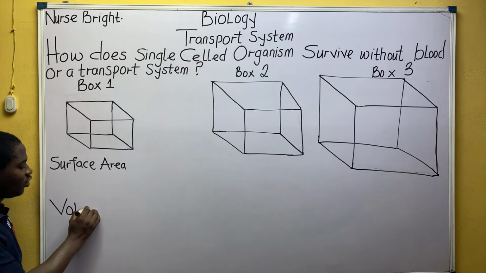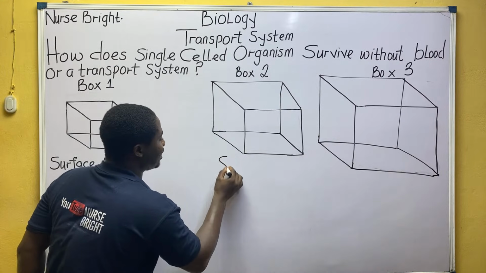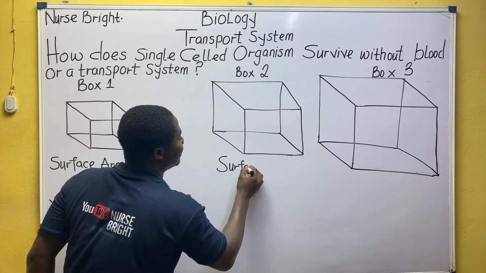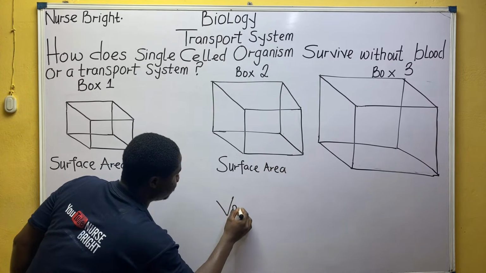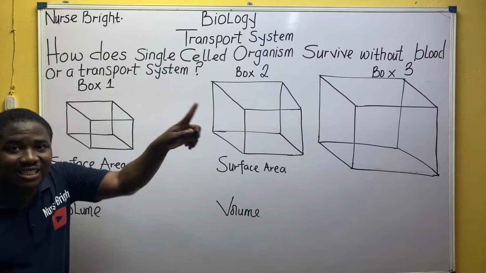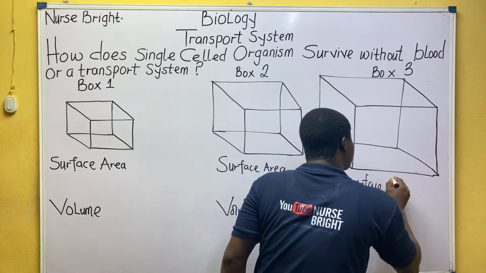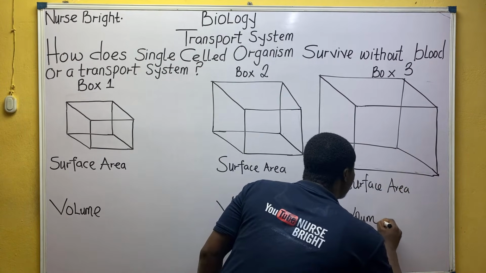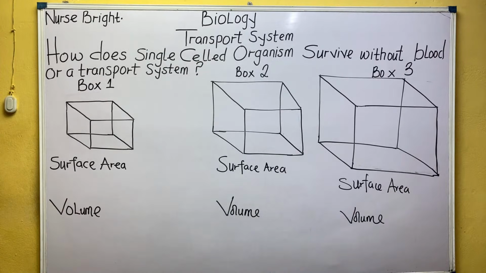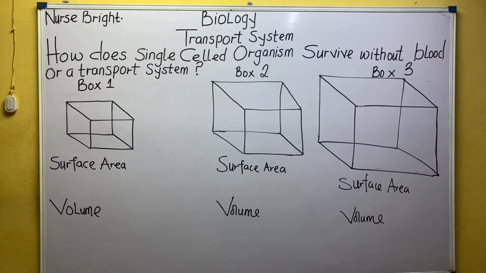All these boxes have a surface area. I will show you how to calculate the surface area and also the volume as well. And this last box also has its own surface area and its own volume. So how do we now calculate the surface area and the volumes of all of these boxes? Class, hope you guys are following me.